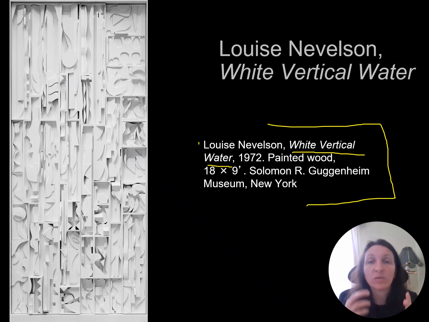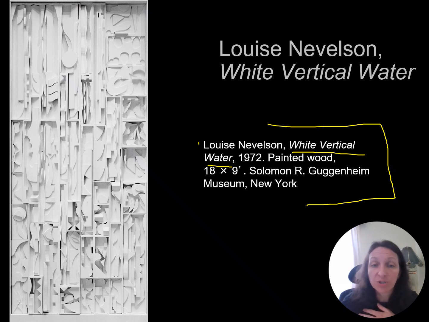Sometimes in the art world, we don't have an artist name, but we'll have a culture that created the artwork. Then there's going to be a date. Sometimes that's a date range. This is 1972, a pretty early or more contemporary artwork. Then what it's made of. In this case, it's made of painted wood.